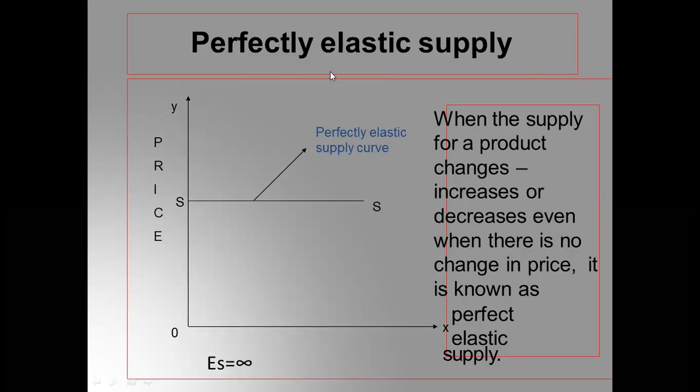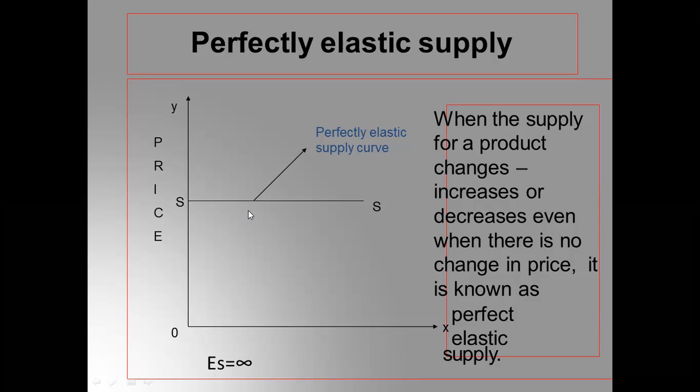Now, coming to perfectly elastic supply. Okay, so this is a perfectly elastic supply curve. You have the price and the quantity, of course, with quantity on the x-axis. So when the supply for a product changes, whether it is going to increase or decrease, even when there is no change in price, it is known as perfectly elastic supply. Okay, so it is a case of elasticity where it is equal to infinity.